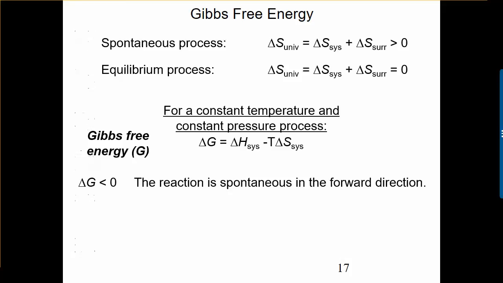Depending on how you have the reaction written, whatever is the forward direction in that reaction, if the delta G is negative in the forward direction, then in the reverse direction it would be positive. So we're describing it in the forward direction. The reaction is spontaneous in the forward direction if delta G is negative. So delta G less than 0 is negative. This is a spontaneous reaction.